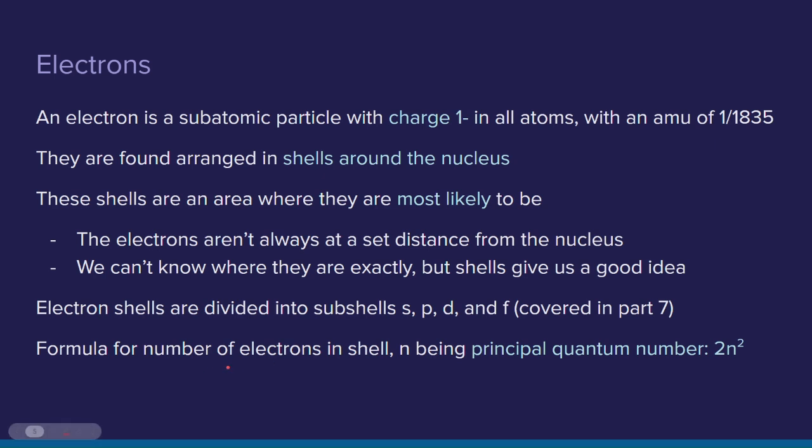The formula for the maximum number of electrons in a shell, n being the principal quantum number, is 2n squared. The principal quantum number is just the number assigned to the shell. So the first shell would have n be 1, and the second shell n would be 2, and so on.